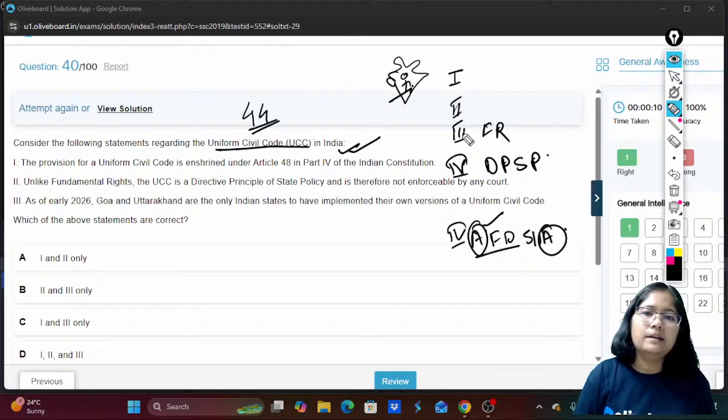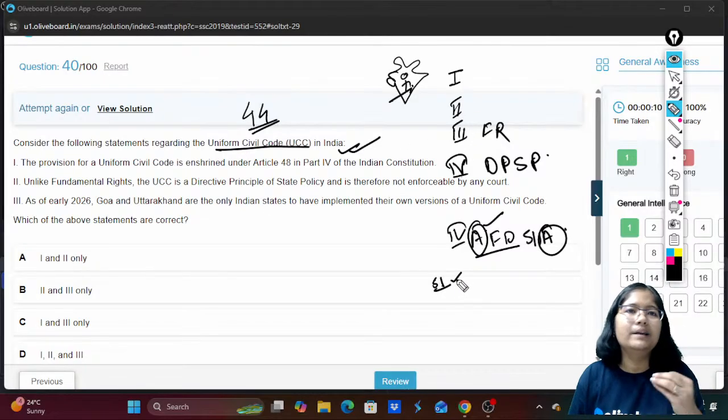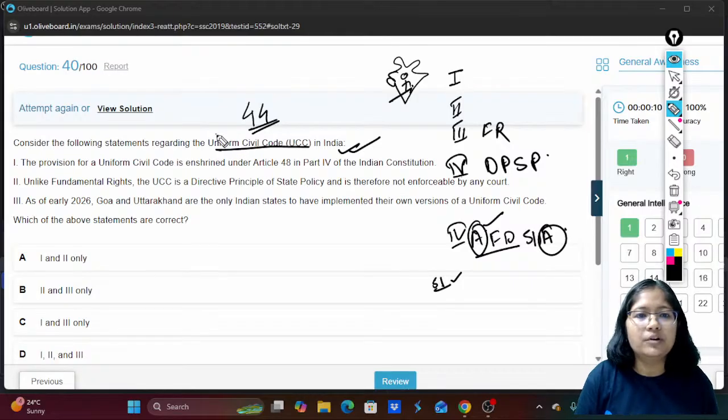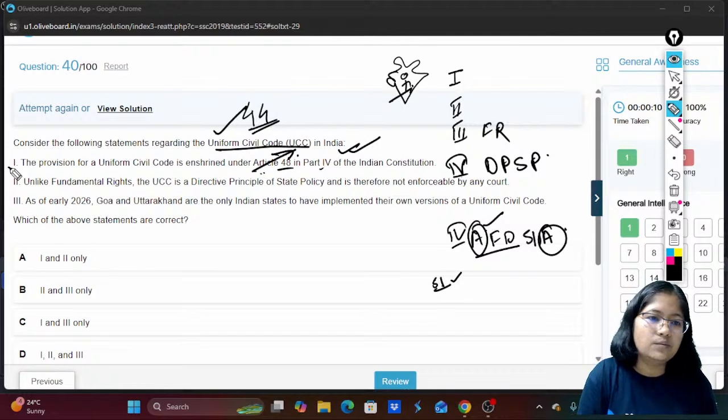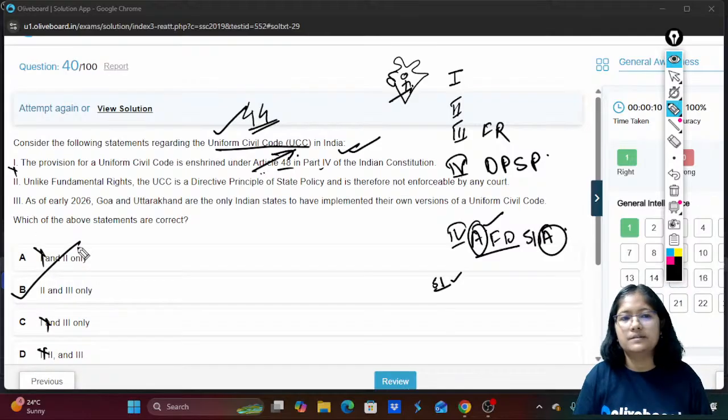Okay, and articles till here by default you have to remember, it's not mugging up of the articles. If by default you study in a specific pattern, you by default remember them. Okay, so coming to this, 44 is Uniform Civil Code. The provision of Uniform Civil Code is enshrined in Article 48. No, this is for animal husbandry. This is not correct. So part 4 is correct, but this is not correct. 1 is wrong. You already arrived at your answer.